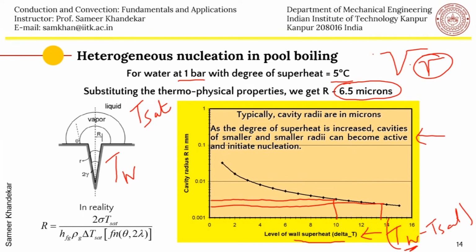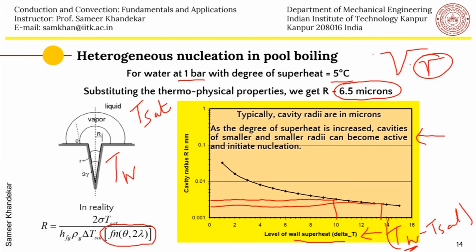In reality, of course, you will see that in the denominator I have put something like a function of contact angle and the mouth radius. So in reality, of course, wetting also will play a small role. But if you neglect the wetting, the Clausius-Clapeyron equation and the Young-Laplace equation together give you the condition for heterogeneous nucleation on a particular rough surface having a particular radius r. So this is how you can find out which cavities will be active and which cavities will not be active at a given wall superheat.